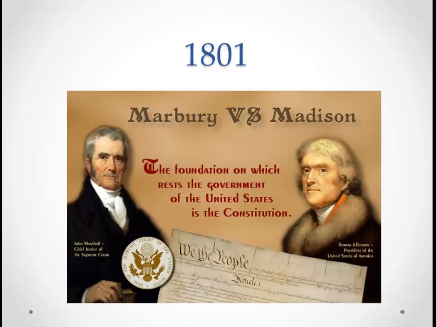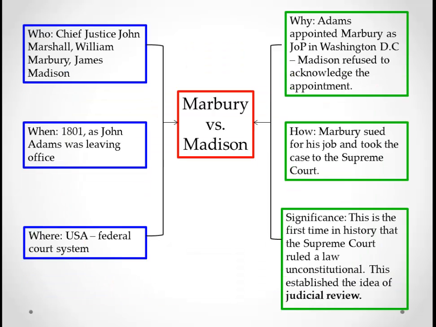It's two gentlemen. John Marshall and Thomas Jefferson are a big part of this. At this time period, John Marshall is the Chief Justice of the Supreme Court of the United States. The Chief Justice means he is the Supreme Court Justice that's kind of in charge of the entire court. And Thomas Jefferson is the President of the United States. So who are these people? You have Chief Justice John Marshall, William Marbury, and James Madison.